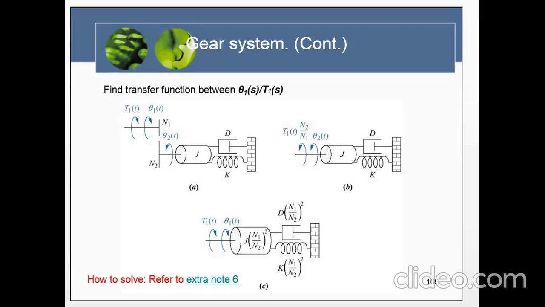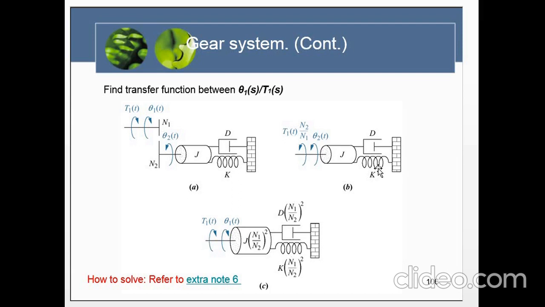Okay, find the transfer function between theta 1(s) per T1(s). We will look at this part. These are the torque and theta that work on N1, and there is N2 that works on the output side. The position is theta 2, and there is the moment of inertia J, damping, and there is the spring.